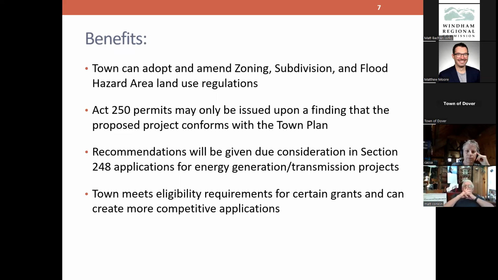So some additional benefits, as I mentioned, for a community that has zoning or is wanting to adopt zoning, you need to have a town plan in place. So having a town plan allows you to adopt those local land use regulations. For the Act 250 state permitting process, a project needs to show conformance with the town plan. And again, that's where the policy statements and objectives and goals are especially important, because those are really what are looked at most commonly in the Act 250 process.